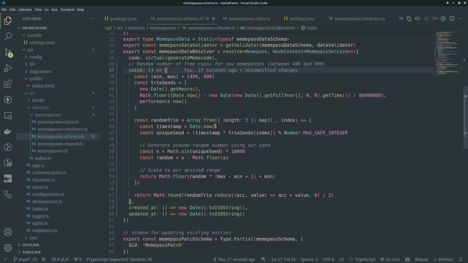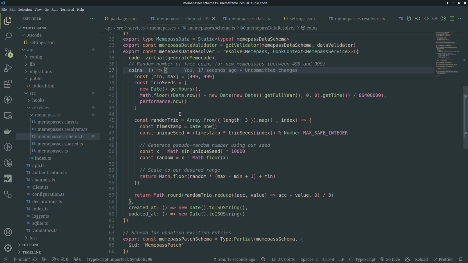I didn't want to use the normal Math.random function. If I used that, I could just multiply it and add it to 499 and hope to get something. Yeah, it will be random, right? But it's not going to be interesting. I want it to be much more interesting.